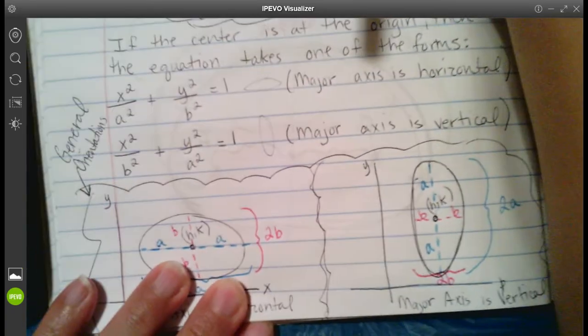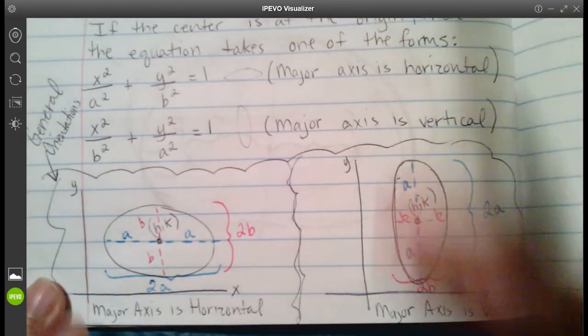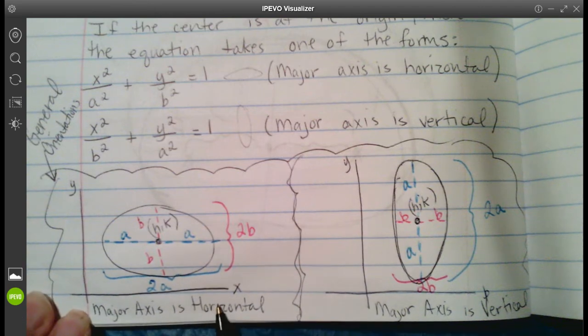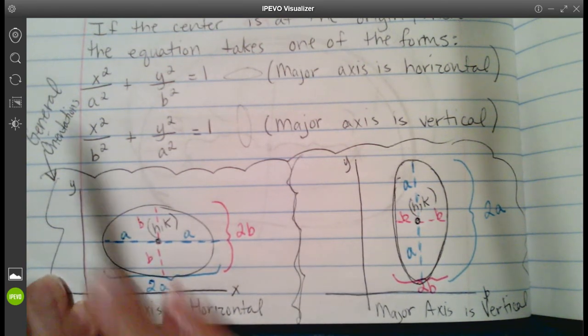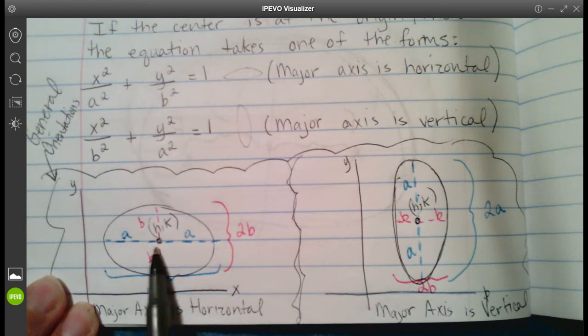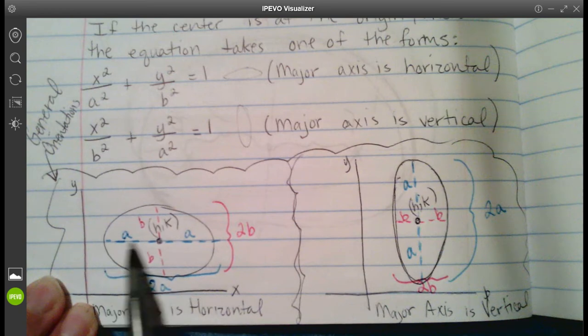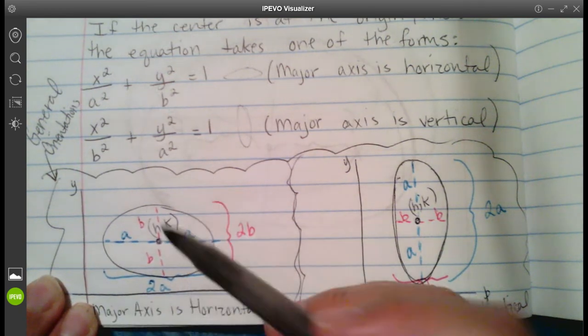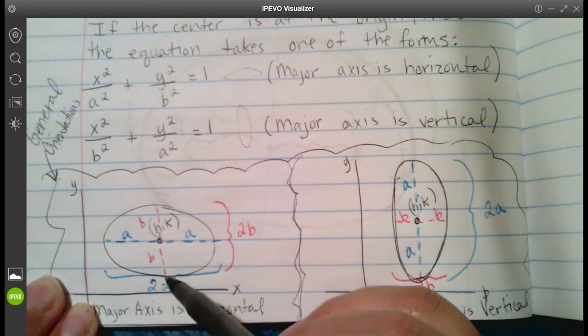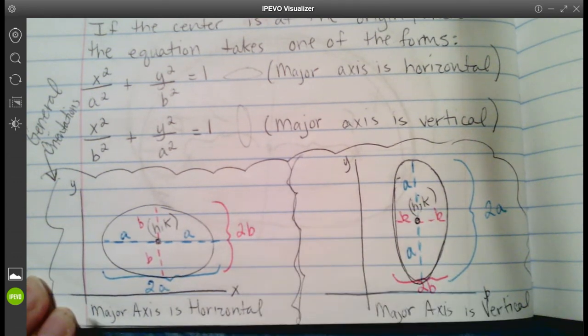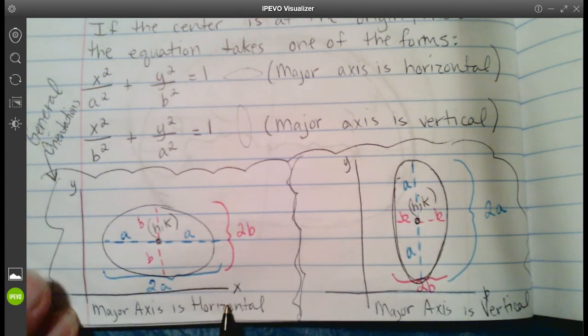And then finally, you have some pictures here that just kind of show you everything all together. You have the horizontal one where if it's sideways, then just like I showed you at the top, this distance from the vertex to the center is A. Same thing on this side. If you add these two up, you have 2A. The center to the minor axis is B. This is also B, so this is 2B. And again, this is if the major axis is horizontal.